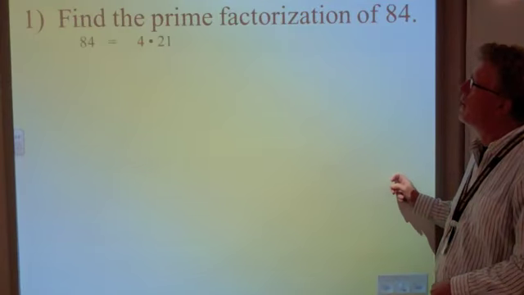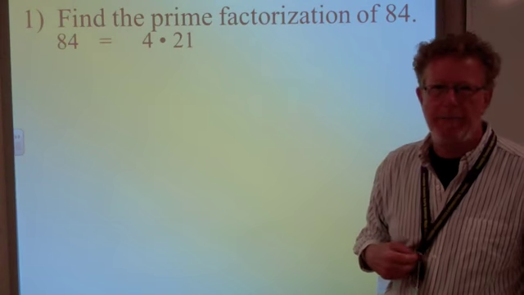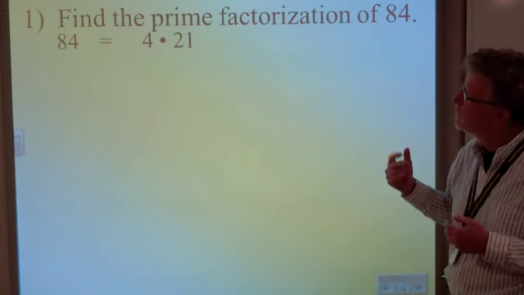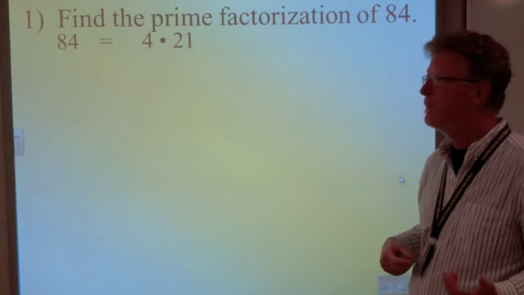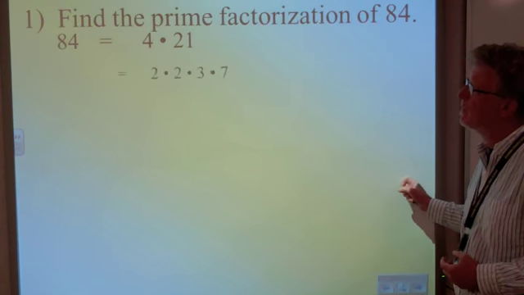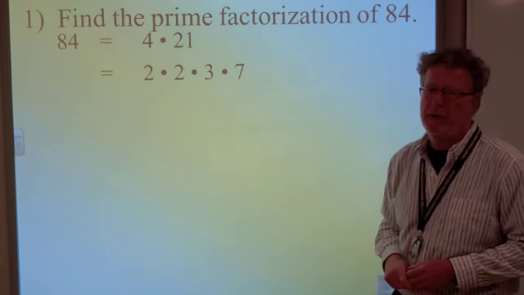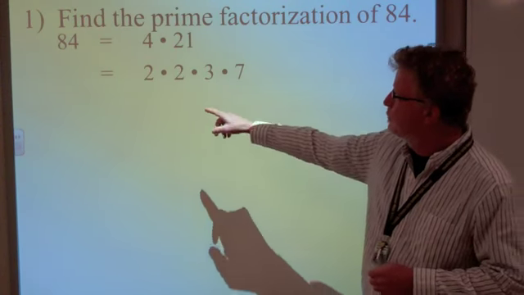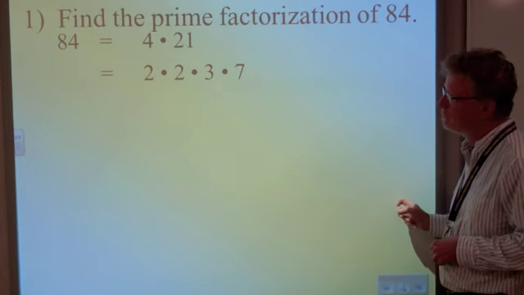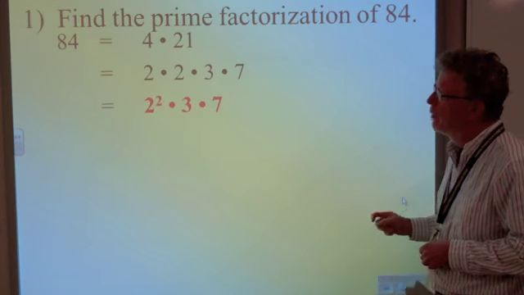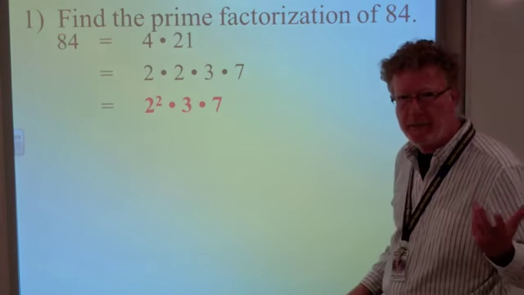Alright, so now we've got to find the prime factorization of 84. The first thing you're going to do is just try to divide it by something. I start with 2's, here we start with 4, because it's pretty obvious that 84 divided by 4 is 21. But we can break those numbers down. 4 can be broken down into 2 times 2, and 21 can be broken down into 3 times 7. And what that's left us with is 4 prime numbers. Right? And now we can treat this as 2 squared times 3 times 7, and that's the prime factorization.